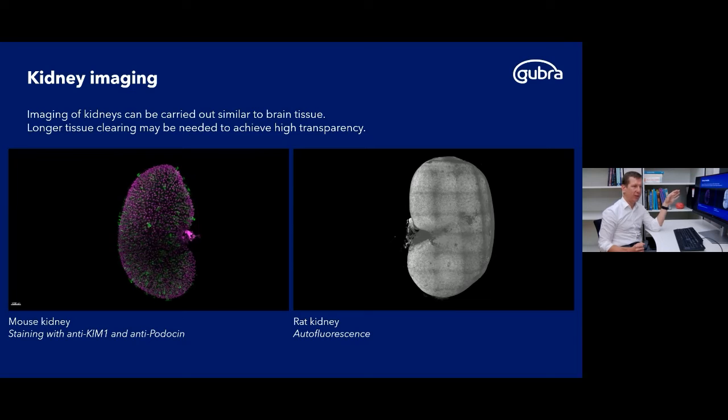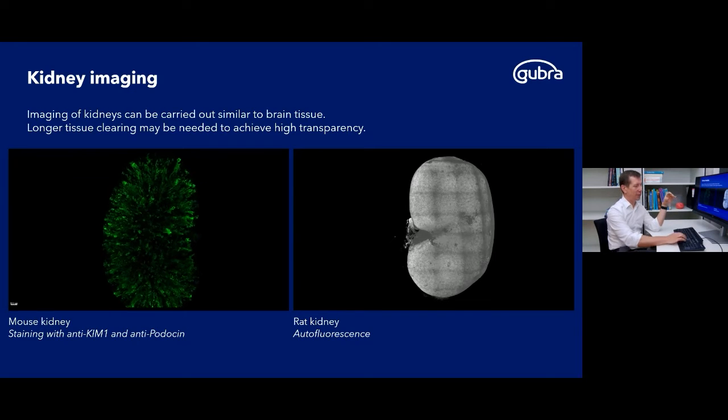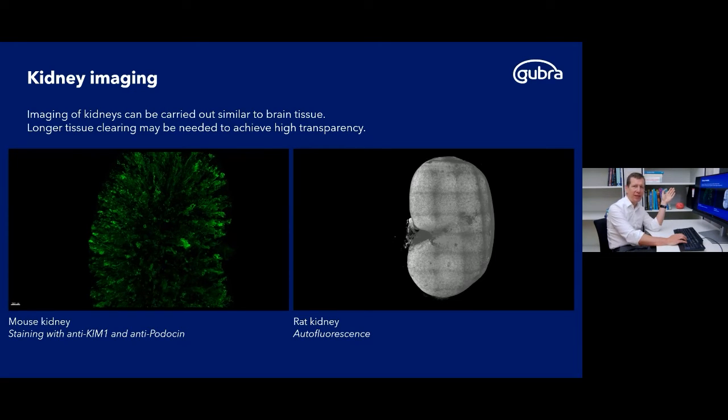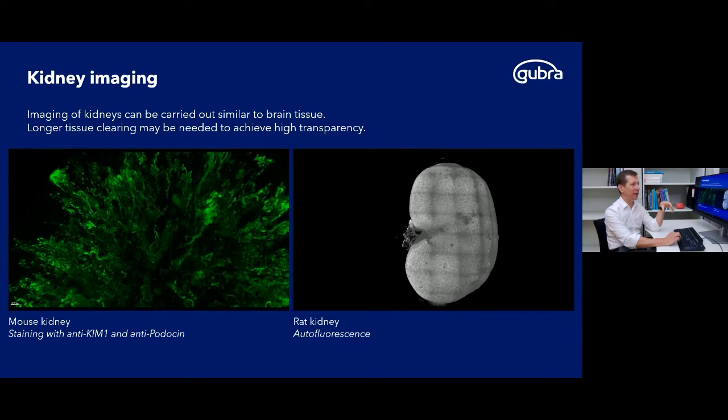So this kind of imaging is relatively similar to the brain. You can use iDISCO or antibody staining and so on. Sometimes, however, maybe you don't need antibody staining at all. And this is, for instance, evident now on the movie on the right-hand side.